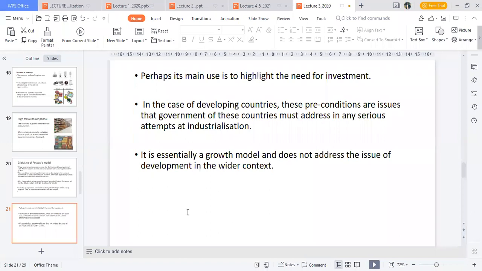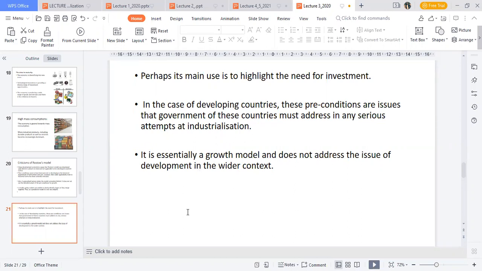It is essentially a growth model and does not address the issue of development in the wider context. So it has kind of narrowed its point: why should you have certain conditions before you can become industrialized? You understand? And he has actually mentioned these conditions. In actual sense, there could be more than this. There should be more than what he has mentioned that will help the country industrialize.